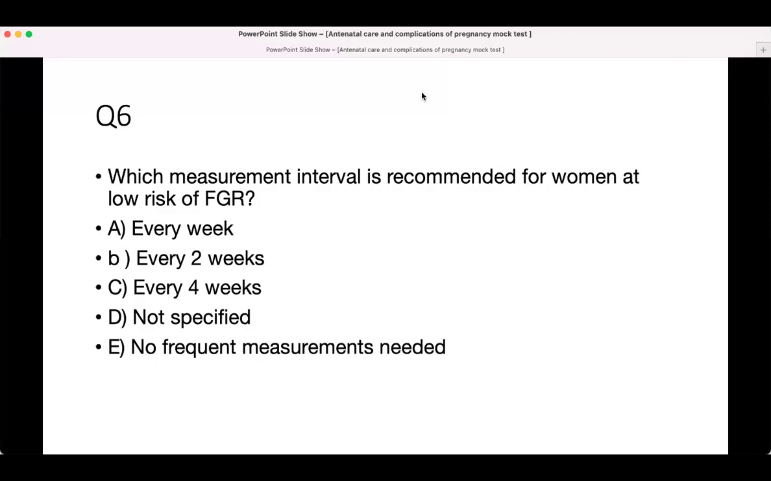And by the way, the questions in the books now and in most of the question banks are still not updated for the new guideline of small for gestational age and fetal growth restriction. So you have to revise only the new updated ones. And in case you have all the questions, let's make it like an exercise. Open up your new guideline and find what will be the answer. So here, which measurement interval is recommended for a woman at low risk of fetal growth restriction?